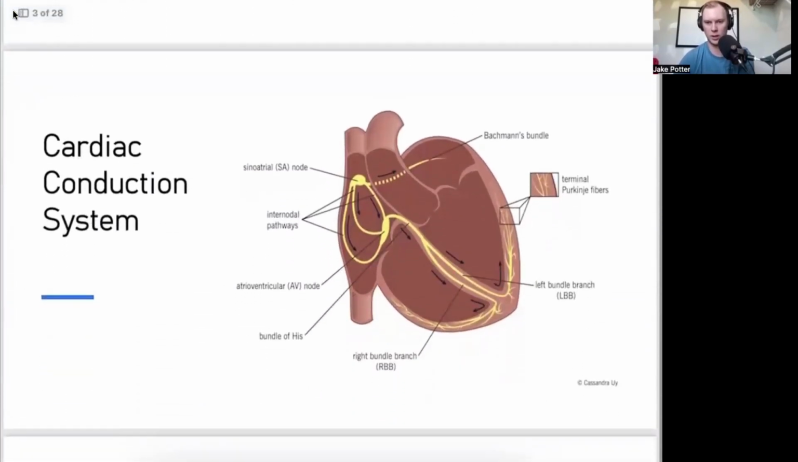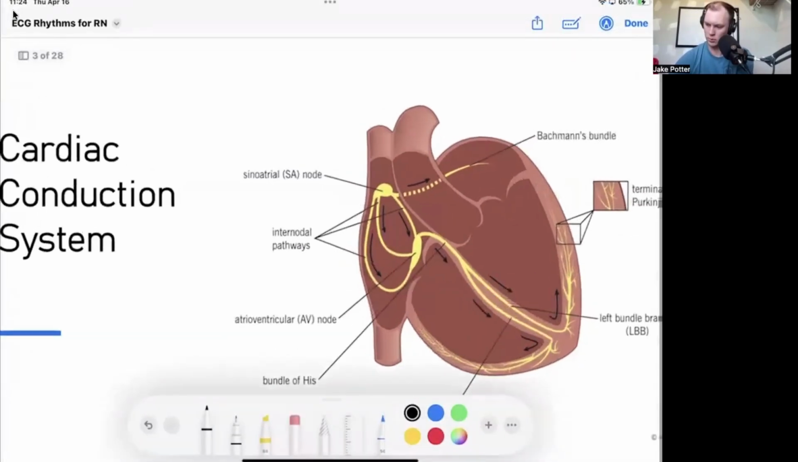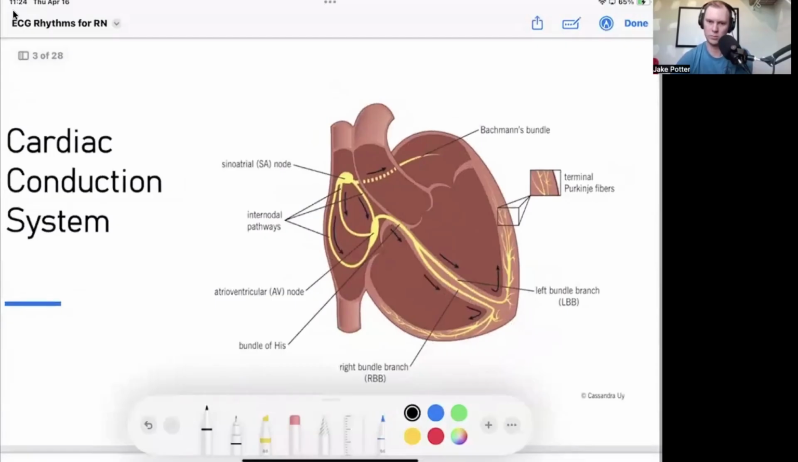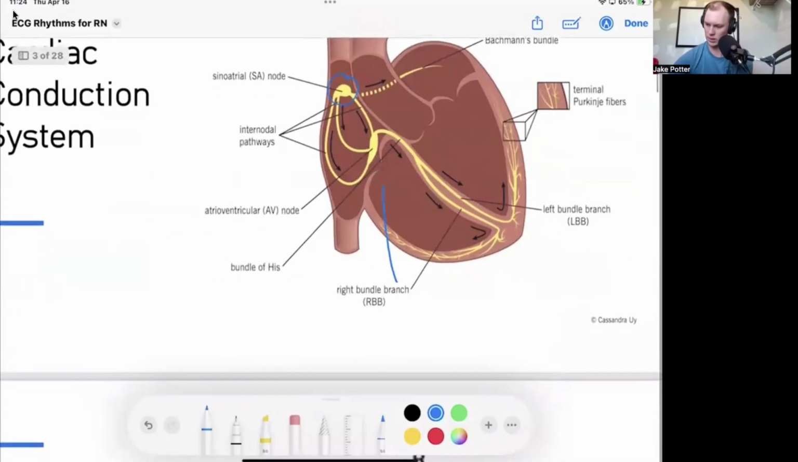All right, so quick anatomy review of the cardiac conduction system. You have a couple different features I want you to be aware of here. I said the SA node, the sinoatrial node, for sinus rhythm means the rhythm is being generated from here. So the general conduction system for a normal sinus beat, you have the electricity that's generated within the SA node up here.